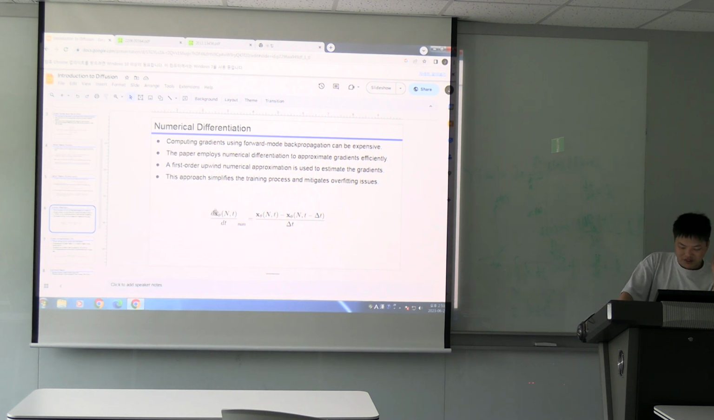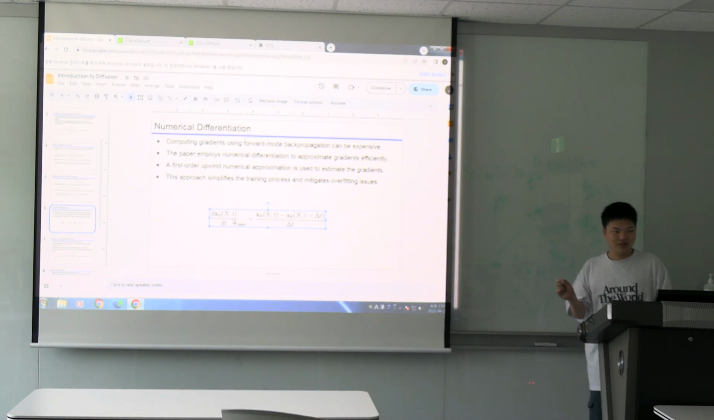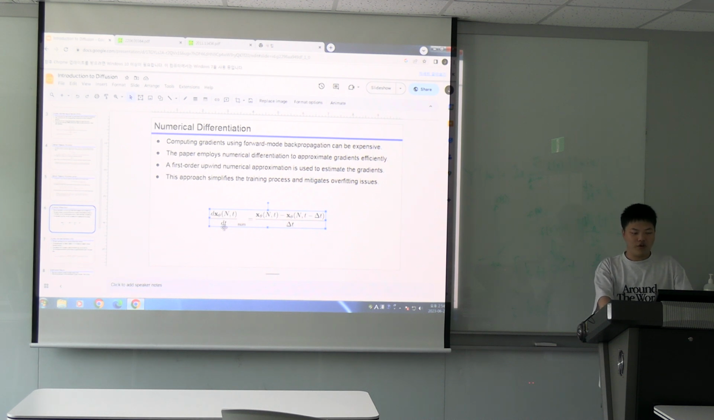So remember the loss is described like this, but instead of doing it, what we do is numerical differentiation, because if you can see here, it's with respect to dt. So it's a single variable, so numerical differentiation is not a big deal. The reason is that to get dx over dt, you need to do forward mode backpropagation, and then you backprop on your forward mode backpropagation, which can be expensive.